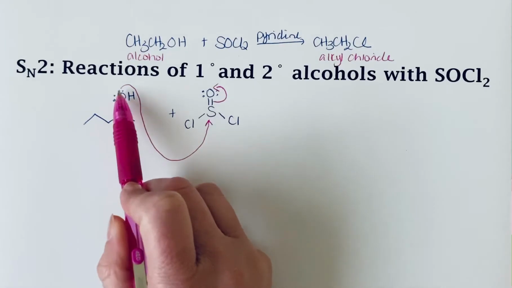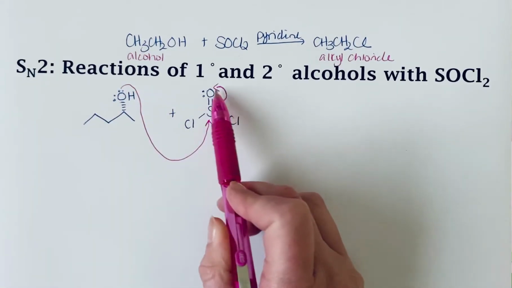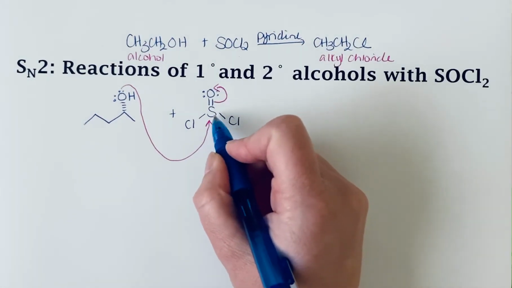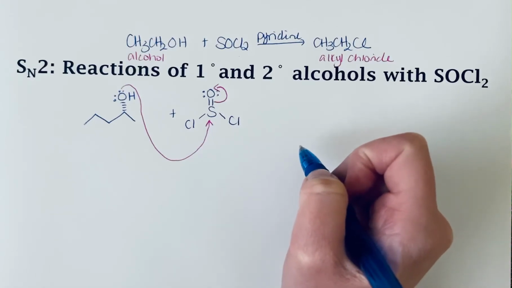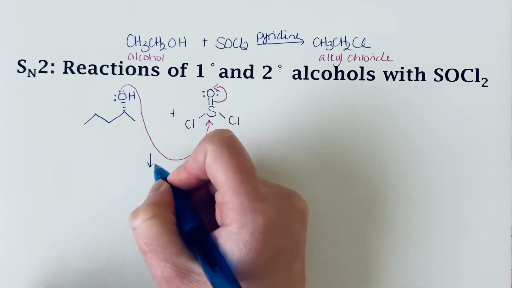So again, the oxygen does a nucleophilic attack on that sulfur, and that pushes those electrons up onto the oxygen. You will see a lot of reactions like this in the second semester of organic chemistry when we look at the chemistry of carbonyl-containing compounds. So it's a little bit of a preview of that.